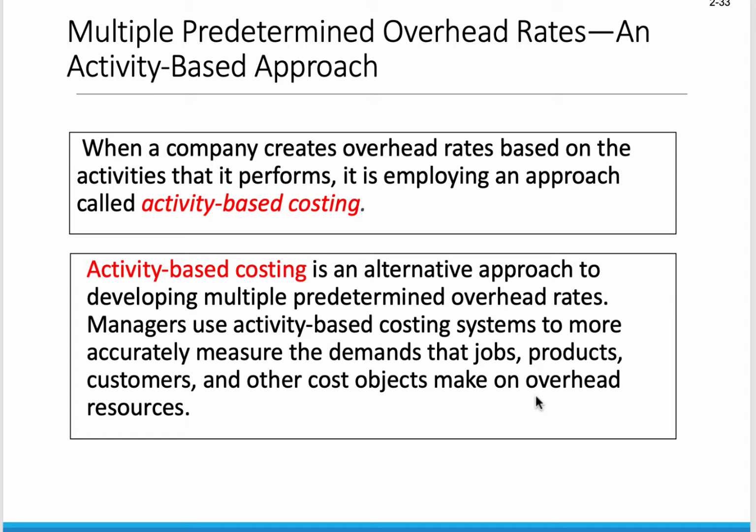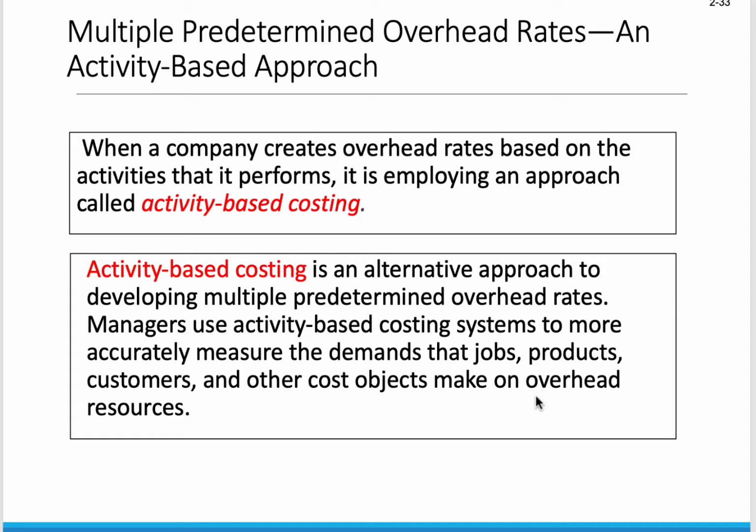So keep in mind that this predetermined overhead rate, it's very important now that we understand it, that we study it, because when we come to chapter 7 and we look at activity-based costing, we're going to look at a number of predetermined overhead rates, and we're going to look at activities. Okay, and we'll talk about that when we get to chapter 7.